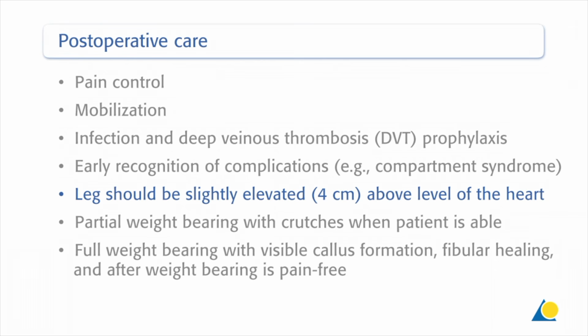The patient's leg should be slightly elevated, approximately 4 cm above the level of the heart. This maintains perfusion while helping to avoid swelling. As soon as the patient is able, partial weight-bearing with crutches is started. Unrestricted weight-bearing should be delayed until fracture callus is visible, fibular healing is evident, and weight-bearing is pain-free.